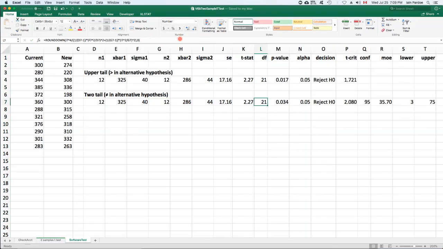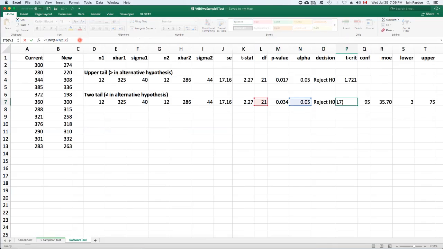It comes to 21 in this case, and then the p-value, two-tailed test, so it's the sum of the areas in the two tails, comes to 0.034. Compare that with alpha, ask ourselves, is it smaller than alpha? Yes, it is, so reject the null hypothesis in favor of the alternative. Looks like there is a difference in the means here.